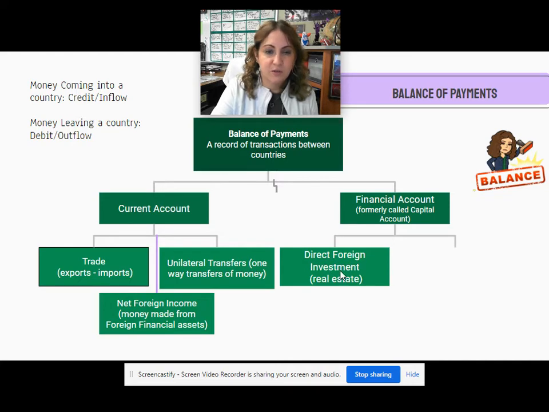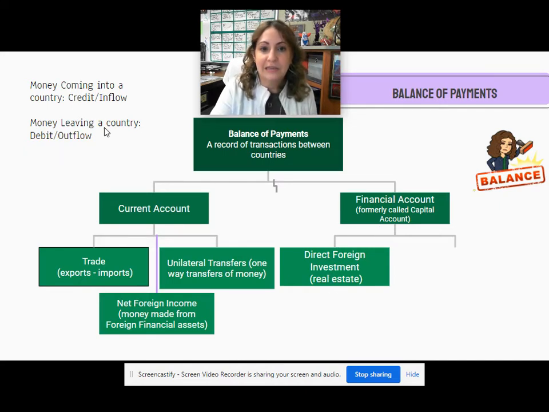So this is basically real estate. If you buy real estate in a different country, the purchase of that land is going to be in the financial account. So let's say you wanted to buy like a theme park. When Disney World decided to create a Disney World in Tokyo, and there's one in Paris, well, that purchase of land for Disney would be in the financial account of both our balance of payments and like Tokyo's balance of payments.